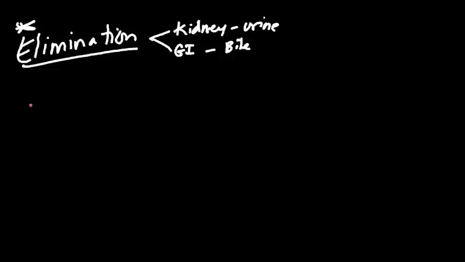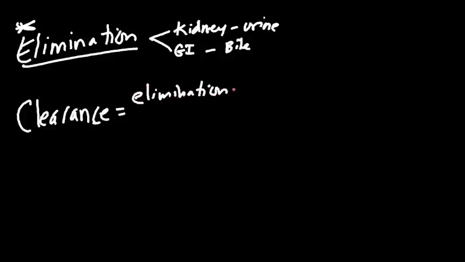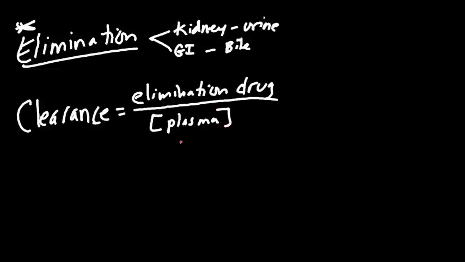That's a major player. So there's going to be another equation. I'm just going to get to it right now. We've already talked about it. It's clearance. I've given you a few formulas. Here's another one. Clearance is going to be the elimination of the drug divided by the concentration of the plasma drug. So the elimination of the drug divided by the concentration in the plasma. This is going to be an important concept.